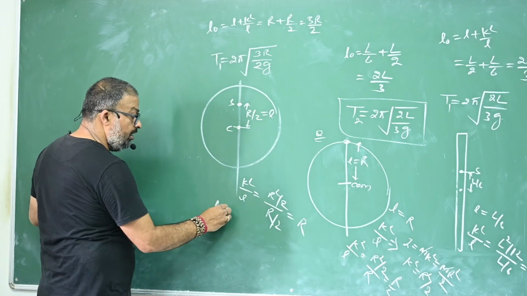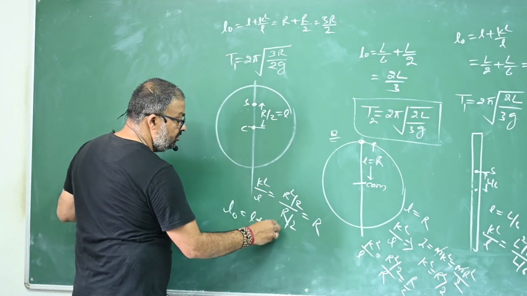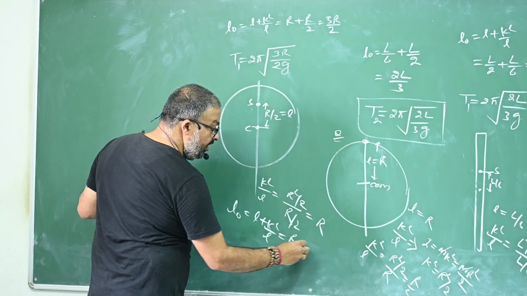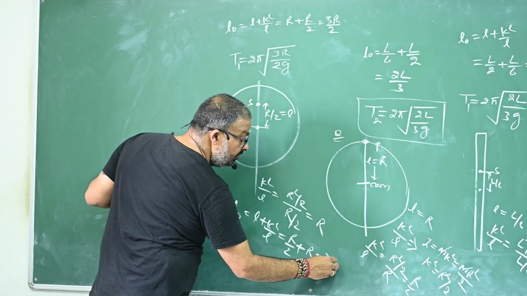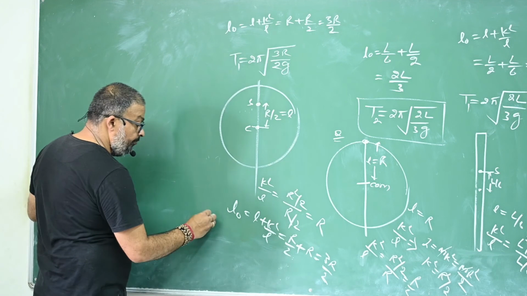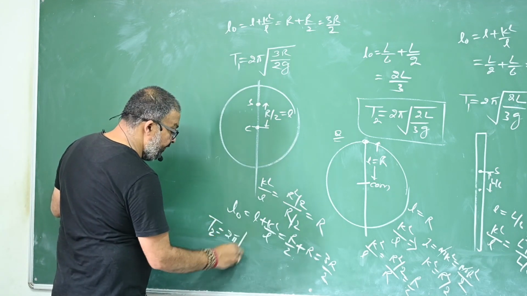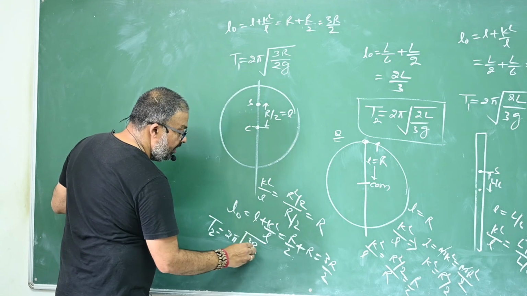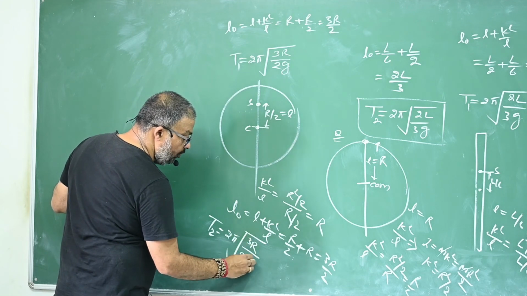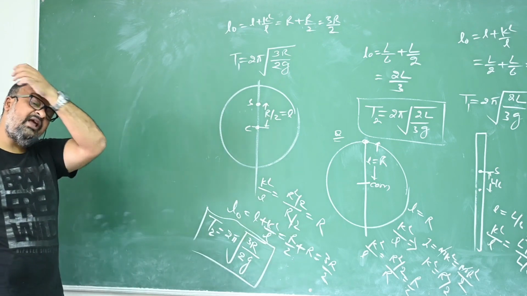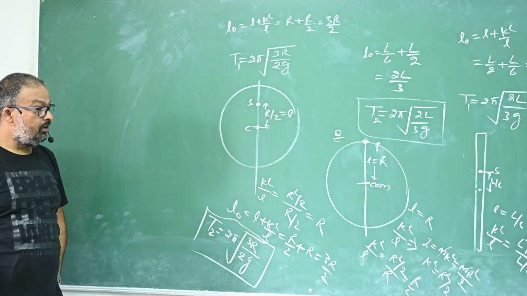So what is the equivalent length? L plus K square by L. L is R by 2, K square by L is R. It is again 3R by 2. So the time period will be T2, and that is how much? 2 pi square root of again 3R by 2 upon G. So this is the time period. Again, both the time periods are the same. Yes or no?